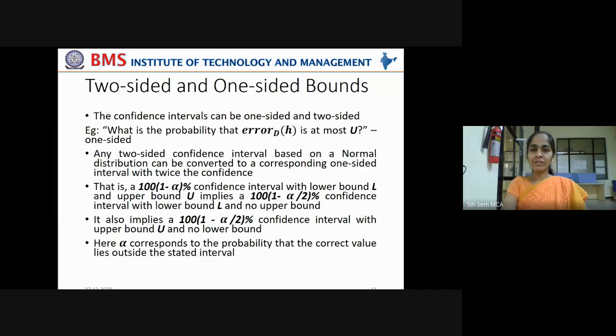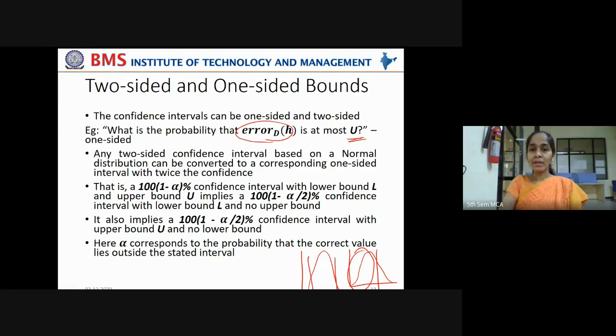The confidence intervals can be one-sided and two-sided. Sometimes we can take the confidence interval like this, bounded on both the sides, or we can take a confidence interval like this, only bounded on this side, and on this side you are not specific about the limitation. That is called a one-sided confidence interval, one-sided bound. Okay, so for example, what is the probability that the true error is at most an upper bound? This is called a one-sided test.